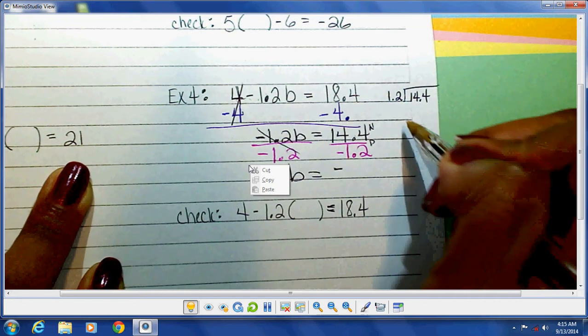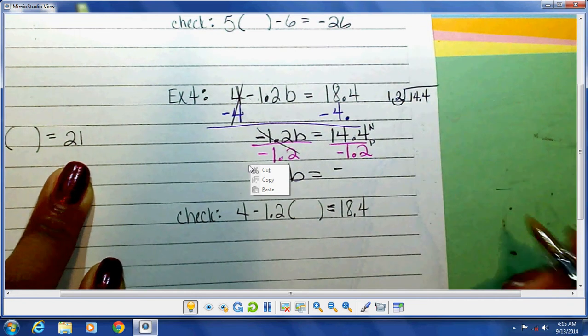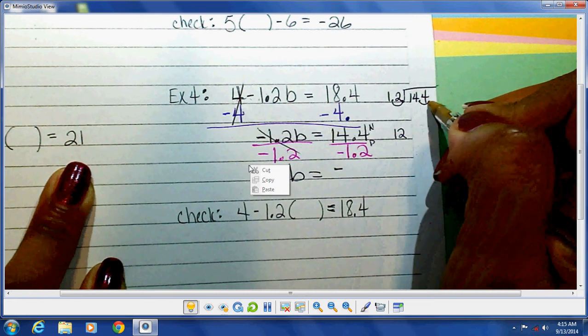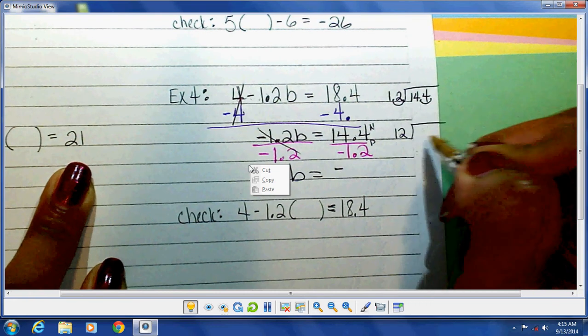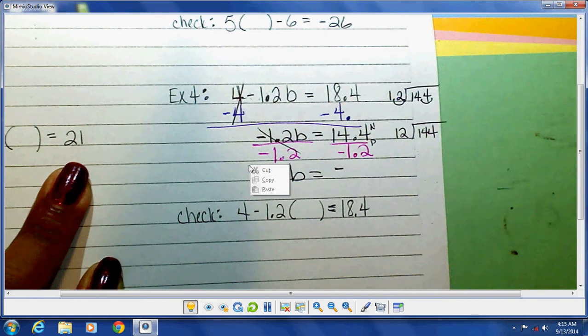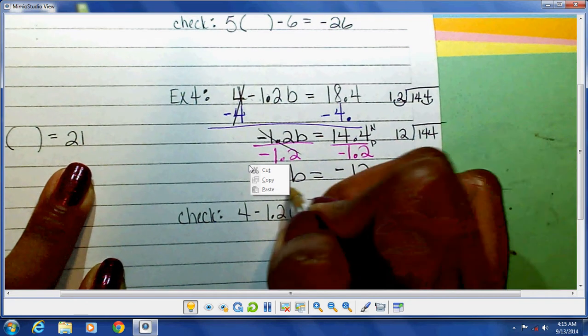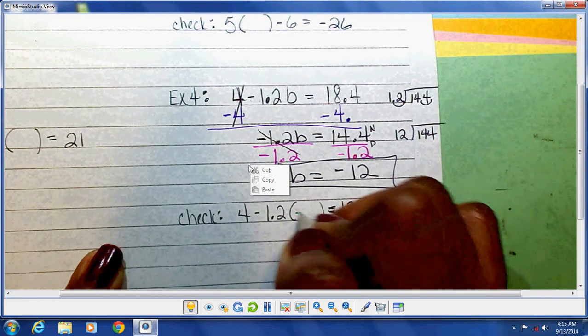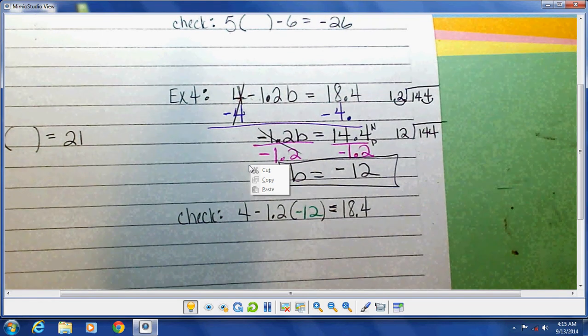So since I need to move my decimal point 1 time in the divisor to make it a whole number, then I also need to move my decimal point 1 time in the dividend to make it a whole number. So we're actually just dividing 12 into 144, which you should know is 12. So b equals negative 12. Let's check. Substitute negative 12 into your parentheses and solve.